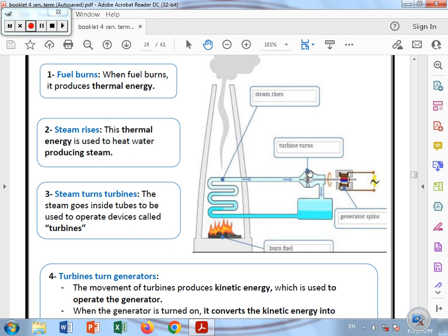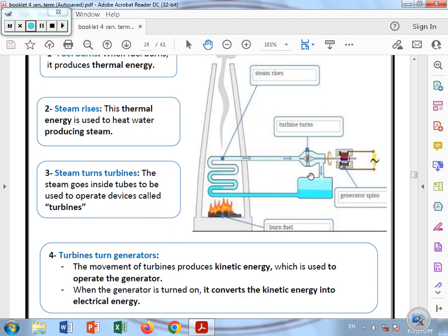So here we have a device called a turbine. This steam goes inside the turbine to operate it, to move it. It moves like this. So the thermal energy that comes from the water and the steam changes into kinetic energy by moving the turbine. Okay, so the turbine moves, producing kinetic energy, as I said. And this kinetic energy is used to operate a device here which is called the generator.